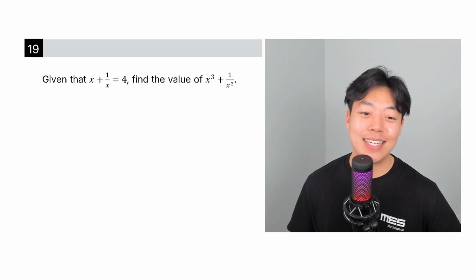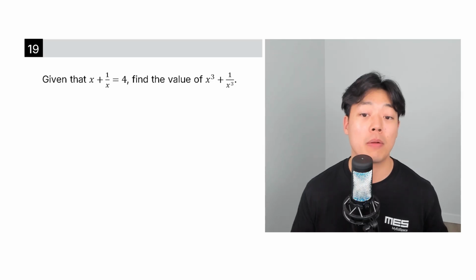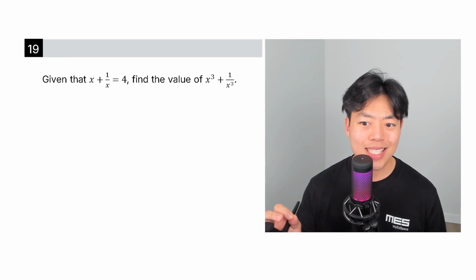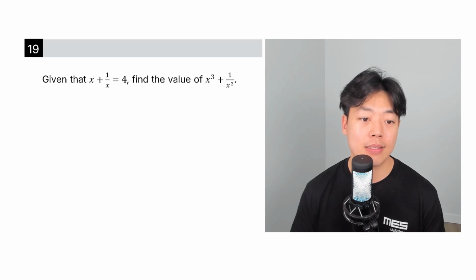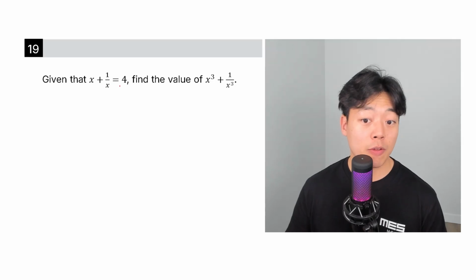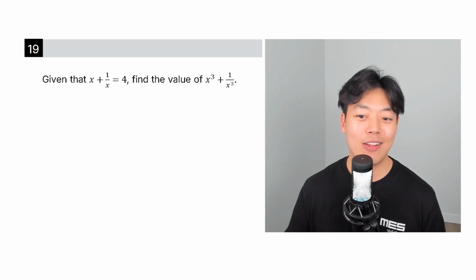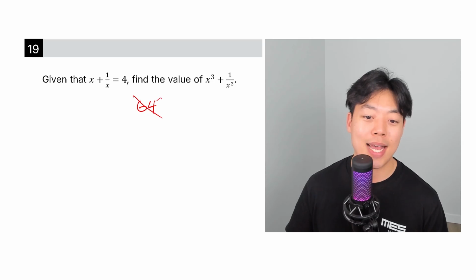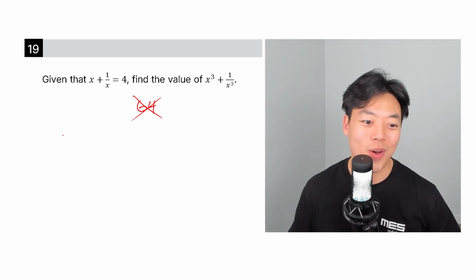Number 19. This is probably one of the most difficult ones, and usually the last few problems on Module 2 will take you the longest amount of time, or will have a very sneaky trap where you may be making mistakes. This is where you'll be making the mistakes right here. Given that x plus 1 over x is equal to 4, find the value of x cubed plus 1 over x cubed. You can kind of tell that our most common answer here will be 64 because we'll just cube both sides, but that is incorrect because when we cube x plus 1 over x, watch what happens.